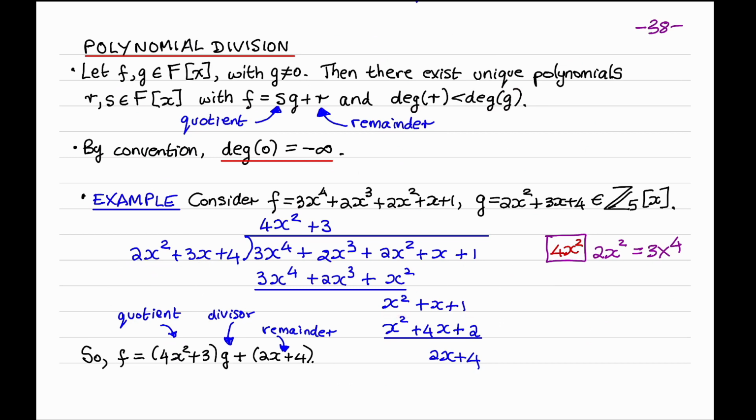The next monomial in the quotient is 3, because 3 times 2x squared is 6x squared, which is the same as x squared. I subtract to get the remainder 2x plus 4, which has a degree less than the degree of the divisor. And so that terminates the long division. So f is a quotient times the divisor plus the remainder.